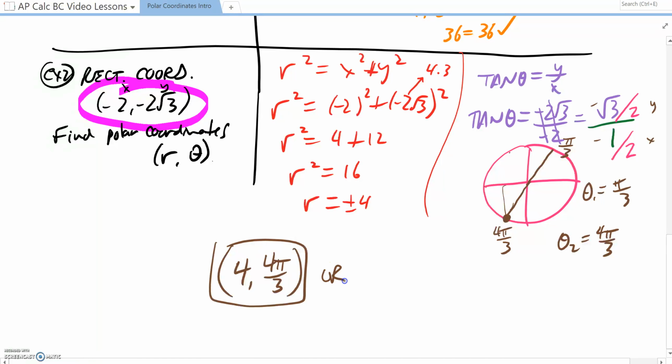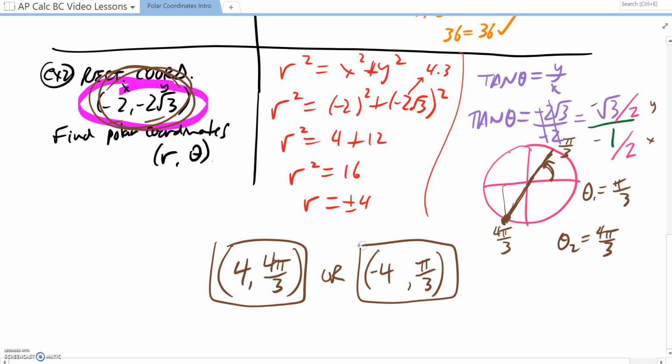Or we could give a negative radius. Let me explain how that works. So let's say we're at this pi over 3. Let me go ahead and put the pi over 3 down. Well, if I'm at pi over 3, if that's my angle theta, and I really need to be down here because remember the x and y coordinates were both negative. Well, we need to land down here at 4 pi over 3, but we could use pi over 3 with a negative radius of 4. So both of those would be fair game.